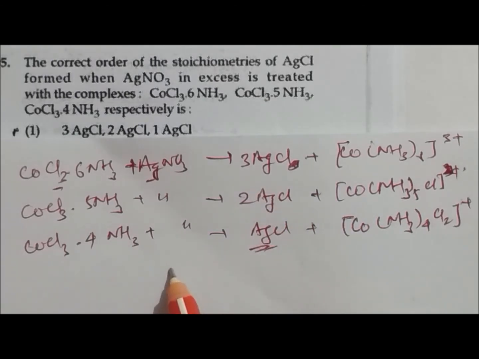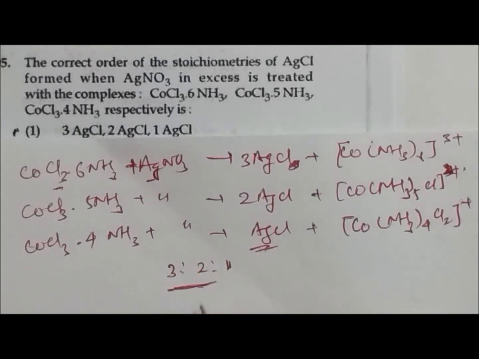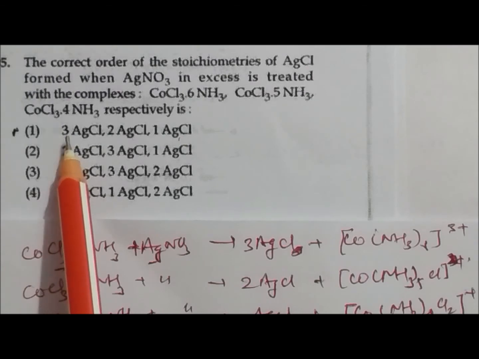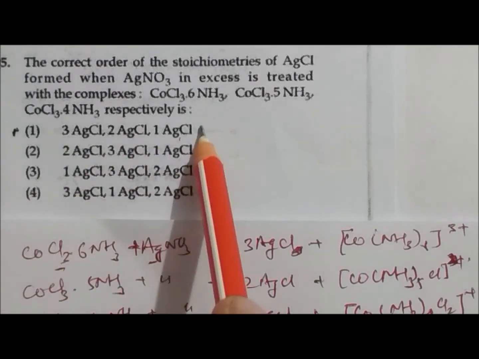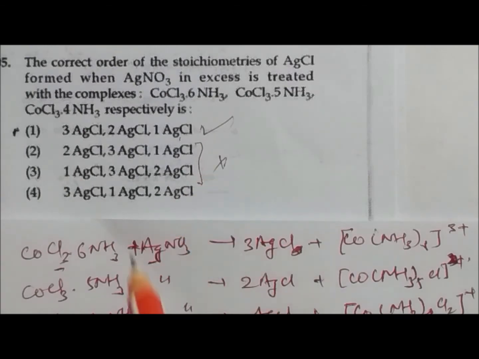So we have the stoichiometry 3:2:1 for the silver chloride. Let us check the answer. Which is the correct answer? In this option we can see 3 AgCl, 2 AgCl, 1 AgCl. This is the only correct answer. The remaining ones, if you see carefully, are wrong answers.